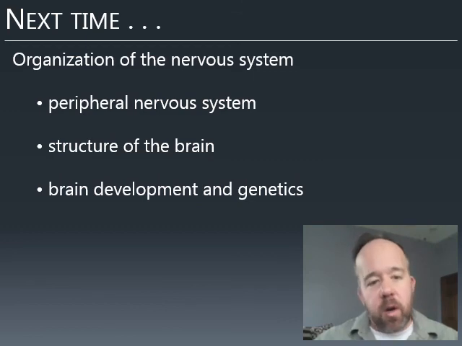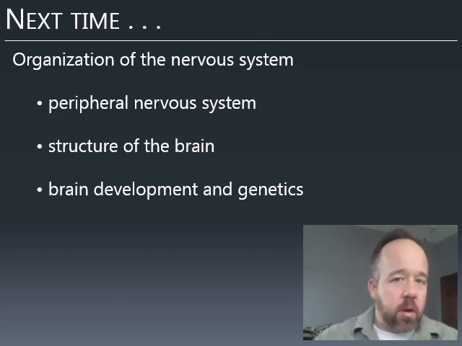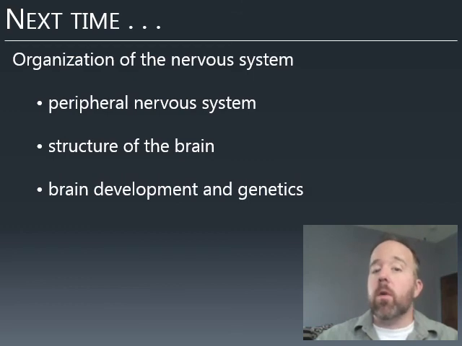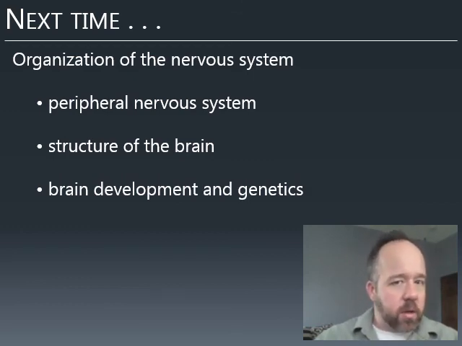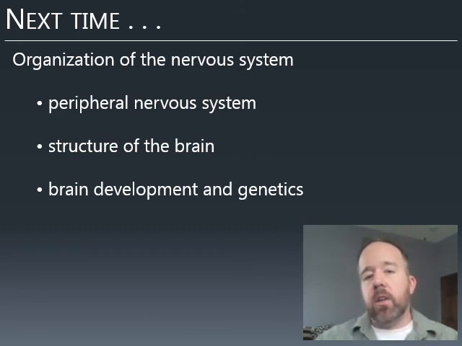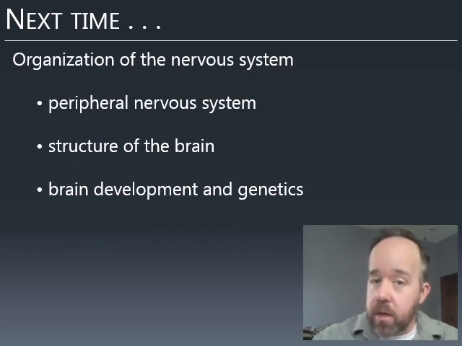And then we'll also talk about how the brain develops. We're obviously not born with a fully developed brain. So how do we get from a small collection of cells as an embryo to a full-grown adult brain? And what role does genetics play in development and in determining the traits that our nervous system exhibits? So we'll talk about that next time, and I will see you then.